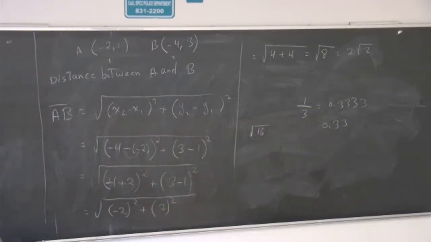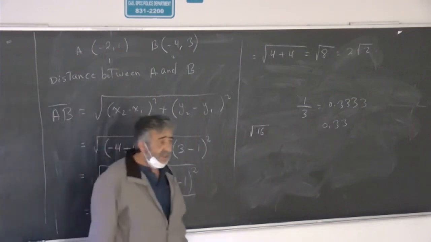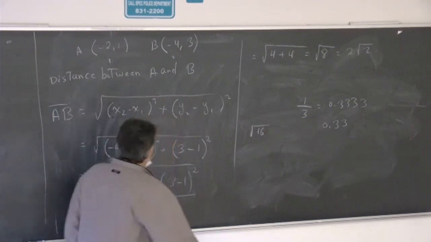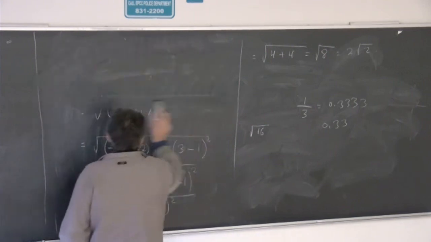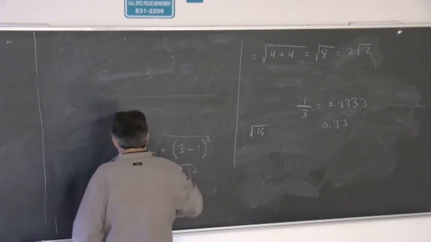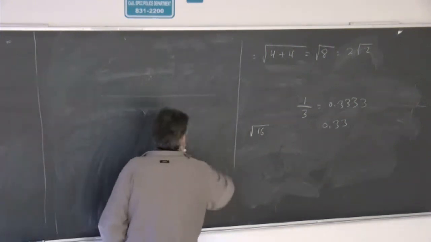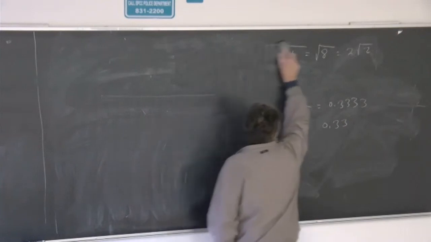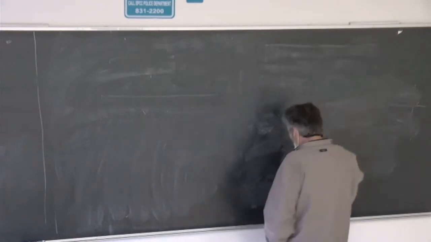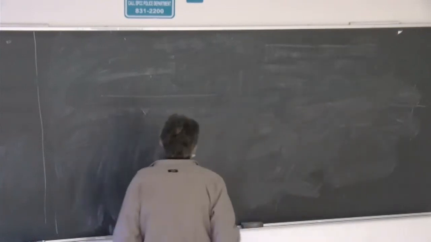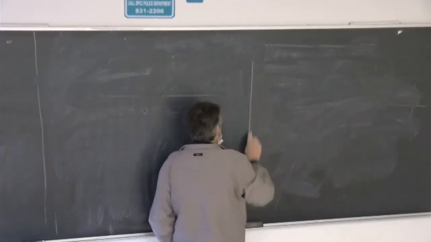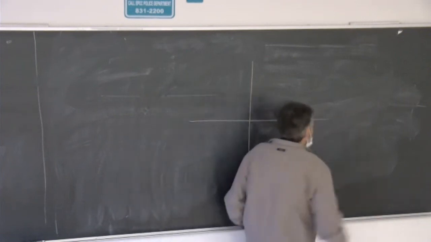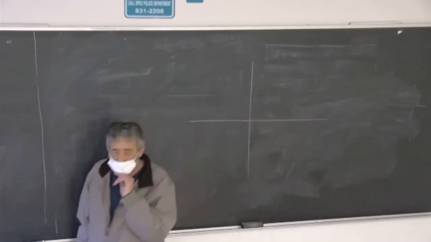So this is how we found the distance formula, or how we use the distance formula in the rectangular coordinate system. Yes. Another thing we want to look at today is called the midpoint formula. Let's start again. This is my rectangular coordinate system. Yes?